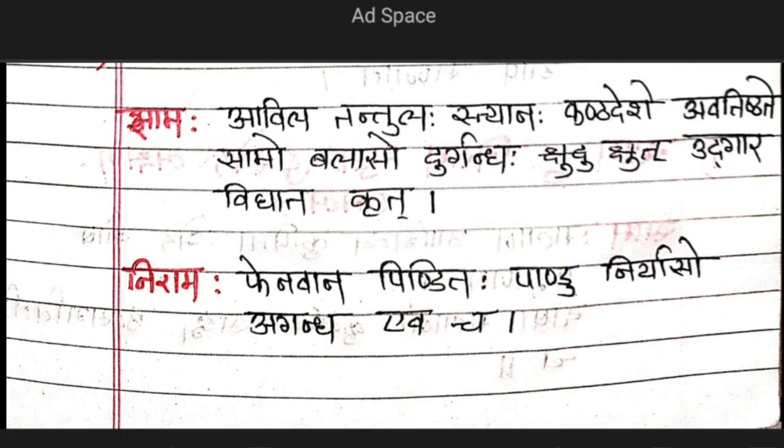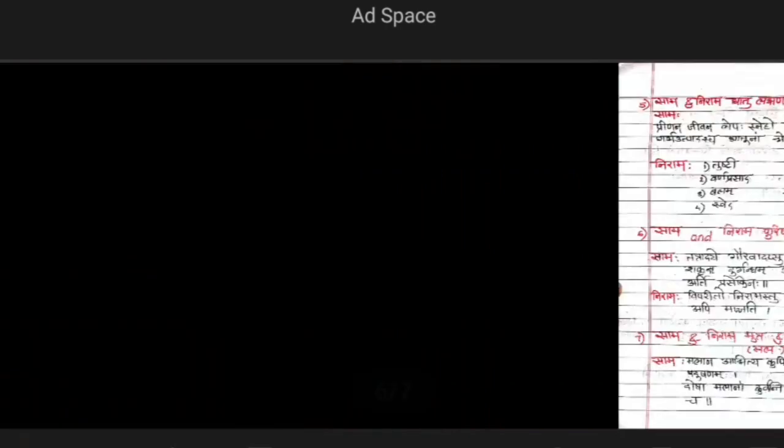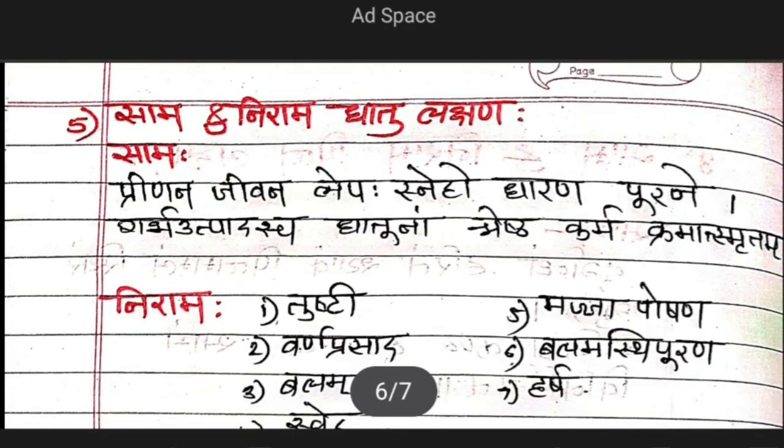Then for Nirama, Fenavan Pindita Pandu Niryaso Agandha Eva Cha. Symptoms like Fenavan, frothy appearance, Pindita, mass form, Pandu, pallor, Niryaso, clear fluid, then Agandha, relief from foul smell, Pakva, proper digestion, and Vaktra Shuddhi, clean mouth are the symptoms of Nirama Kapha. I have just written the first line of the shloka. Even if you remember this line, it's sufficient. For me, I am just going with the first line.